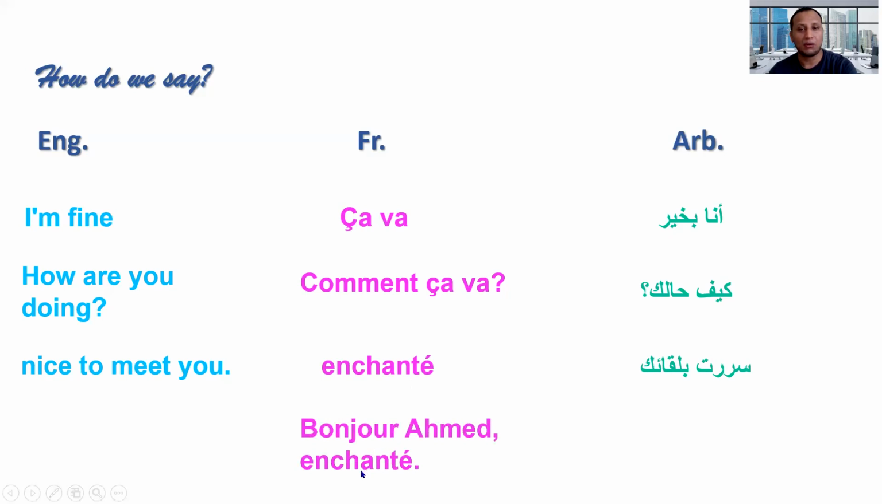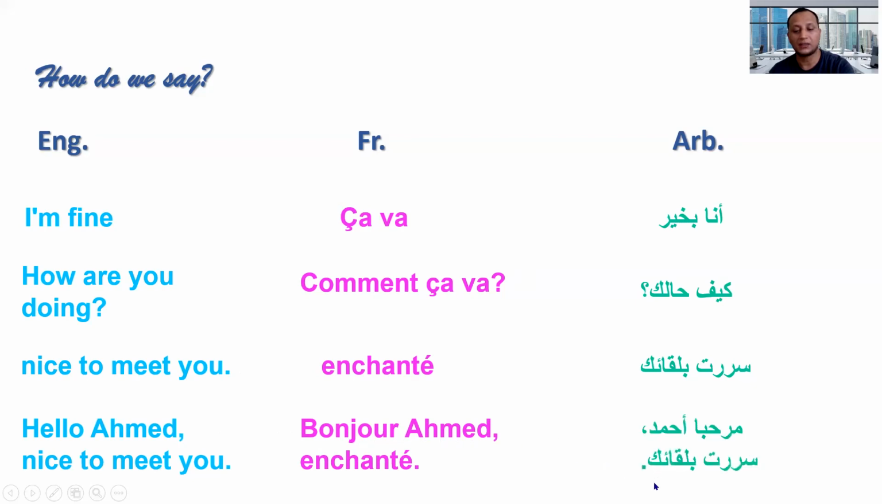Bonjour Ahmed. Enchanté. If we have this French sentence, how do we say it in English? Of course, hello Ahmed, nice to meet you. Here, the example before it. Nice to meet you, enchanté. Hello Ahmed, bonjour Ahmed. We said that we can say bonjour for two times, for the morning and the afternoon time. In Arabic, مرحبا أحمد سررت بلقائك.